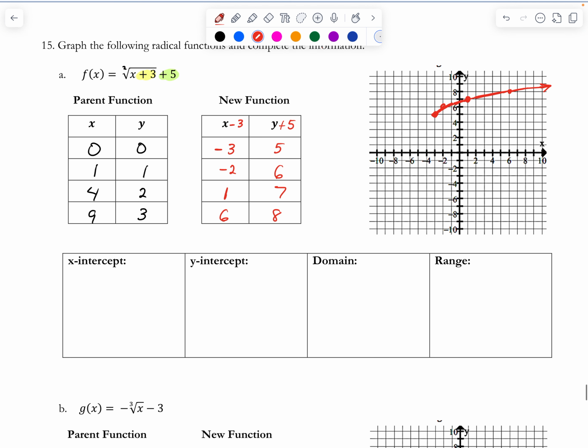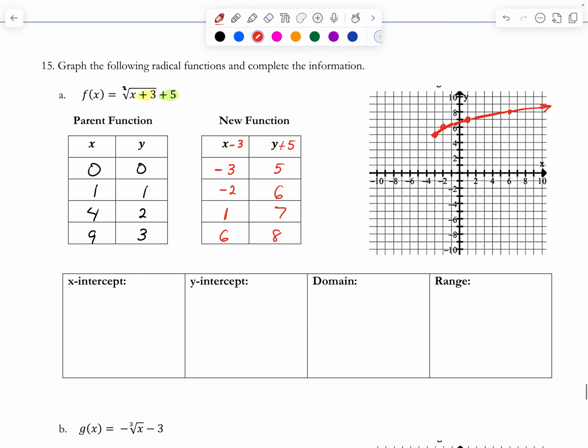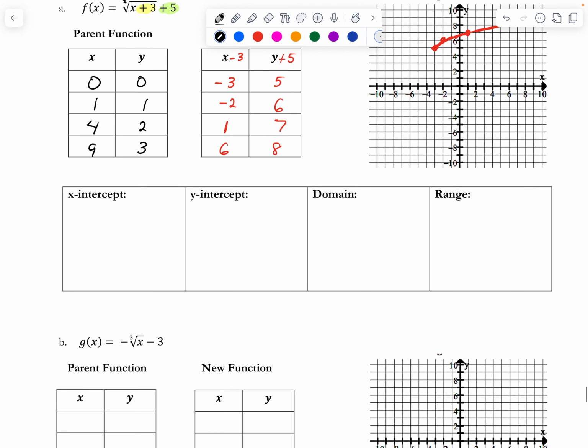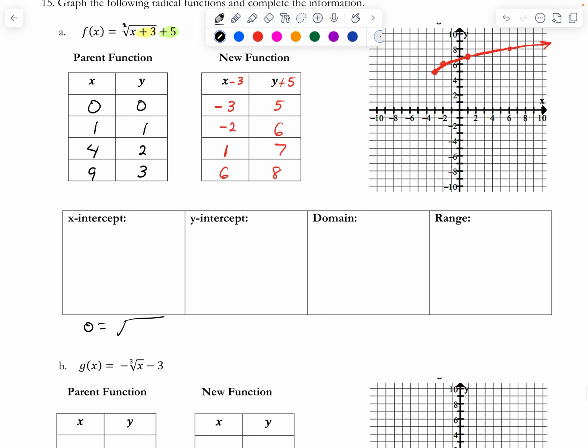So the x-intercept is not in the table, so you need to solve this, right? So you need to set this equal to 0. So I would subtract the 5 over. Square root of x plus 3 equals negative 5. Square both sides. X plus 3 equals 25. So x equals 22.